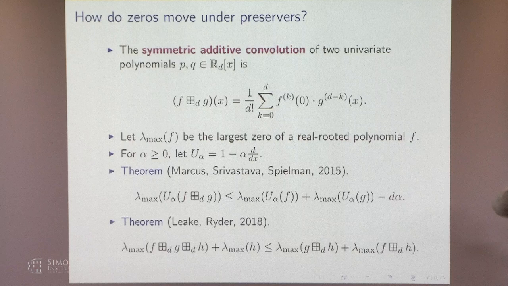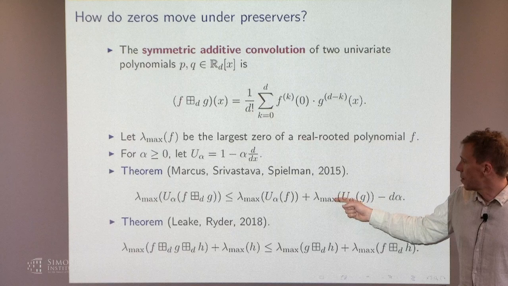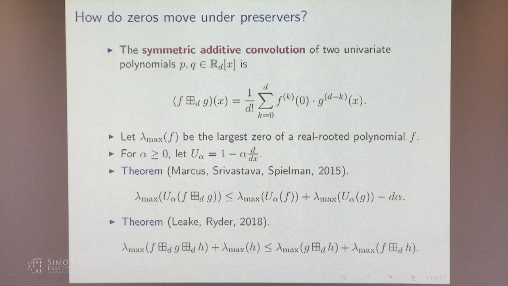And then Leake and Ryder proved a very clean and nice theorem, which looks more like submodularity, and which can be seen to generalize this theorem by taking H to be a certain polynomial.